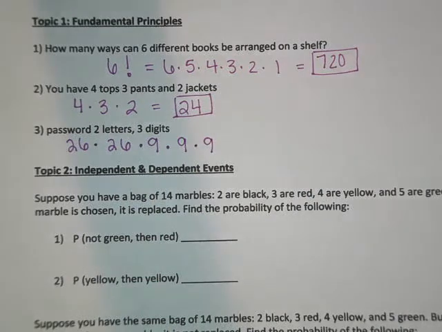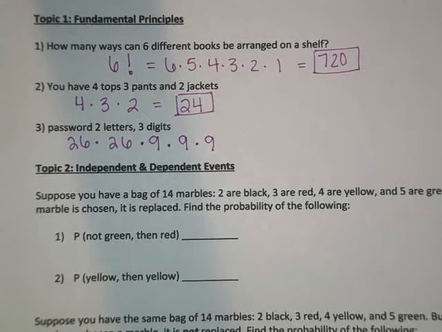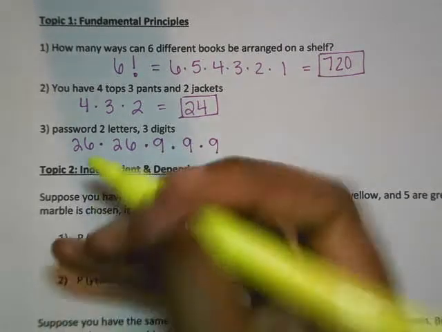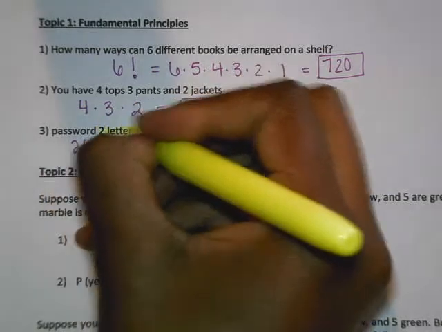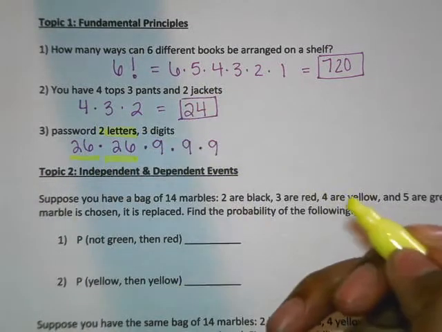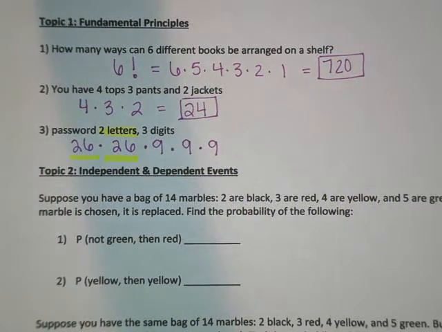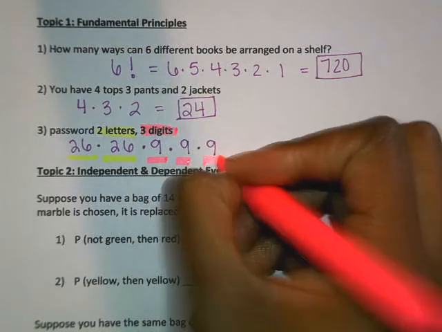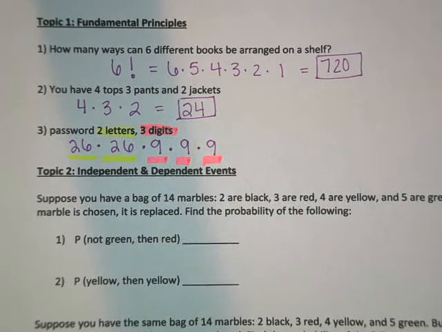So what I just did, the 2 letters here are represented by 26 and 26. And the 3 digits are represented by 9, 9, and 9, because we can have 9 digits. If you count from 0 all the way up, there we are. Hold on one second.